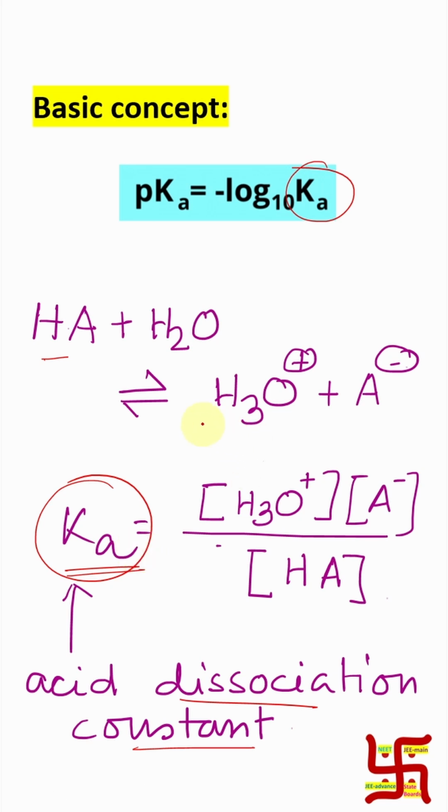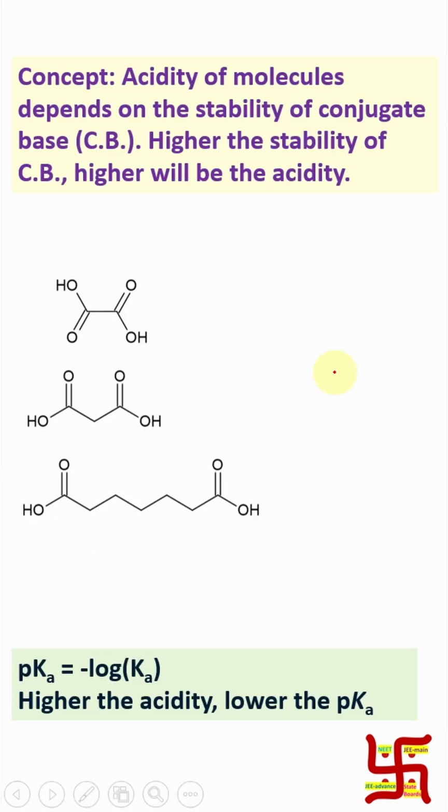Now if my acid is a stronger acid, the concentration of H+ and A- is more, and obviously the concentration of HA will be less. So remember, stronger the acid, higher the Ka, lower the pKa. This is the main concept.